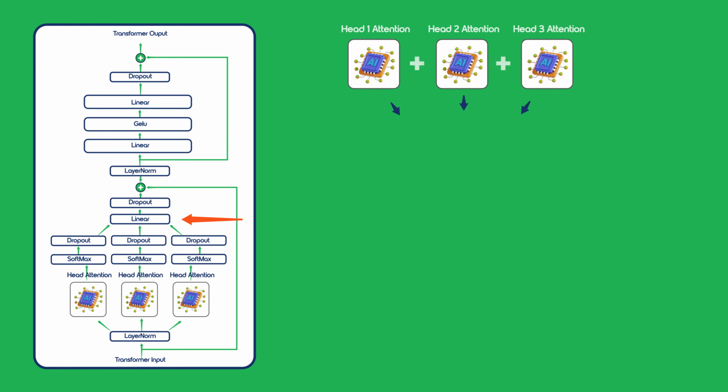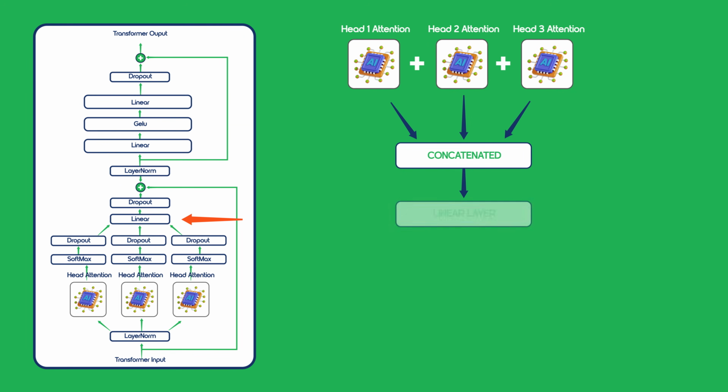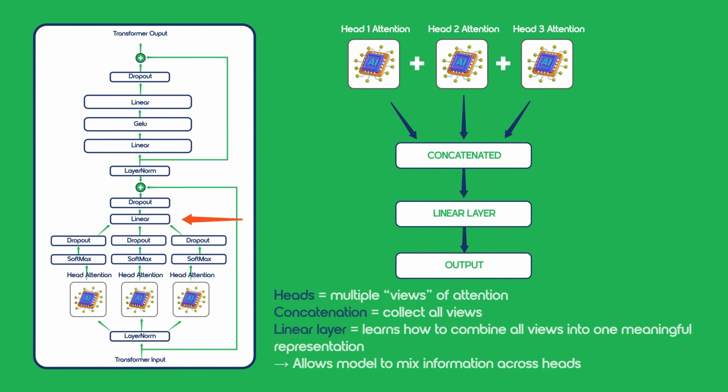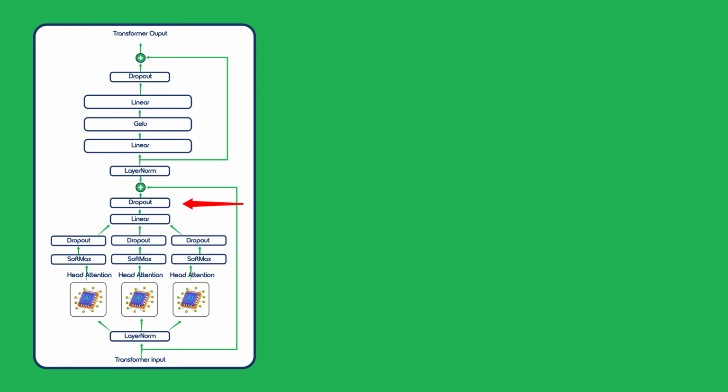Each attention head in the multi-head attention mechanism captures different relationships and patterns within the input sequence, essentially offering a unique perspective on the data. These individual outputs are then concatenated into a single long vector that brings together all these perspectives. This concatenated vector is passed through a linear layer which learns how to effectively combine the information from all heads into a unified, meaningful representation. In doing so, the model integrates the diverse insights from each head and transforms them into a consistent output of the expected dimensionality. Dropout again to prevent overfitting.